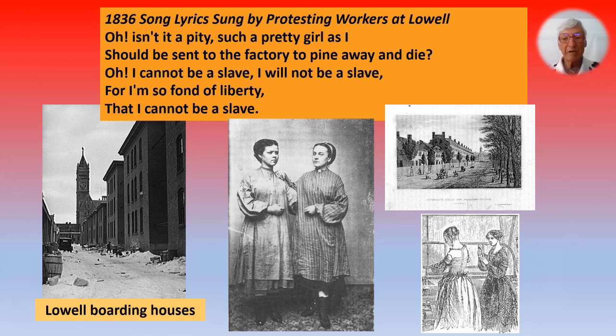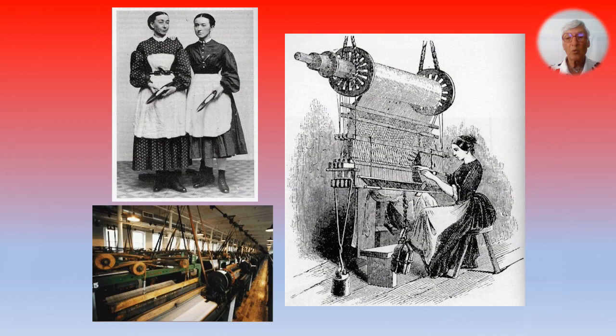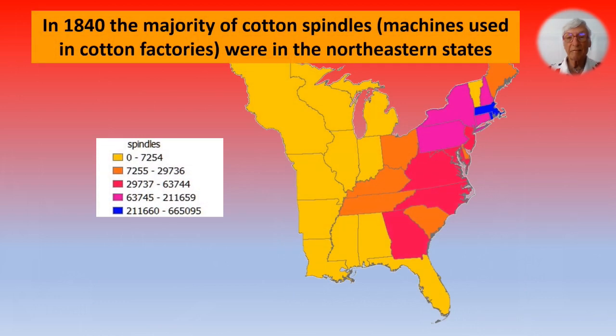But she was. They were slaves. They were white slaves, and they lived pretty miserable lives without much future. Short lives, actually. Deaths came at a younger age in those days. In 1840, the majority of cotton spindles, the machines used in cotton factories, were in the northeastern states.